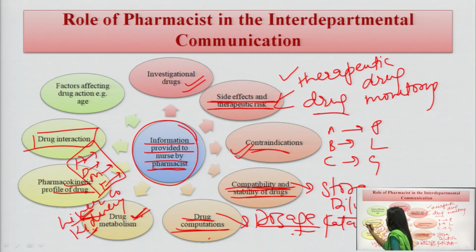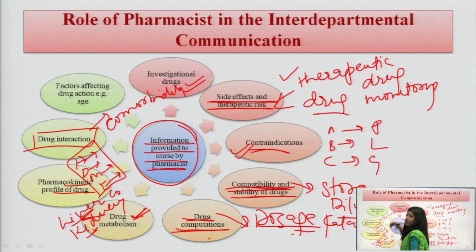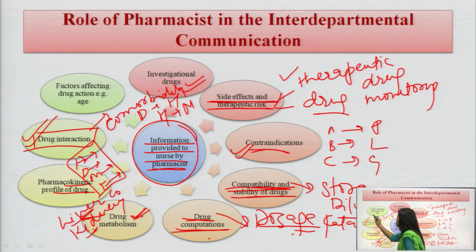Now there is drug interaction. Why is this information needed? Just because some patients have comorbidity. Some patients have one disease along with another, like a patient suffering from diabetes with hypertension, or a patient suffering from hypertension with a neurological disorder. So there are many diseases, and for that, a patient is taking many drugs. At that time, what happens? There are chances of drug interactions, and drug interactions can be of many kinds. It could be drug-drug interaction, drug-food interaction, or drug-herbal interaction. All these interactions the pharmacist can tell to the nurses.